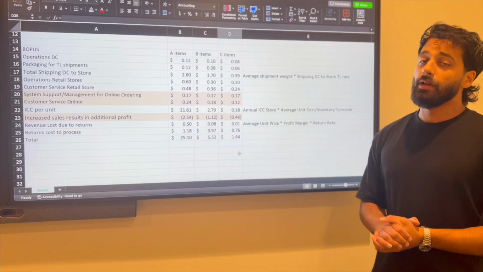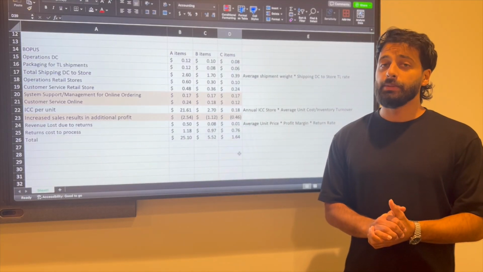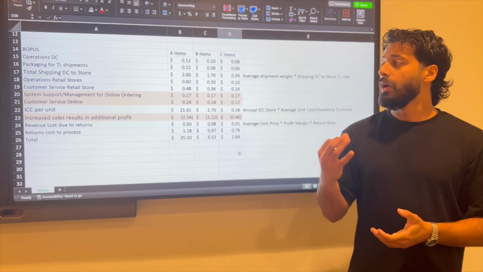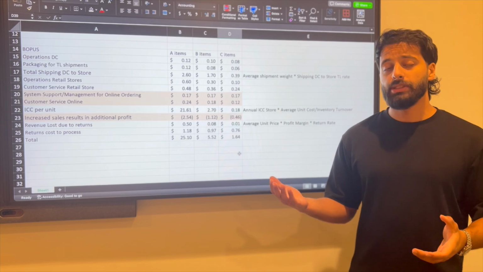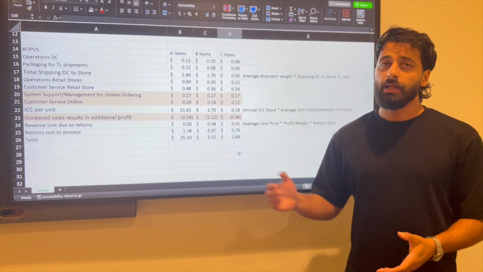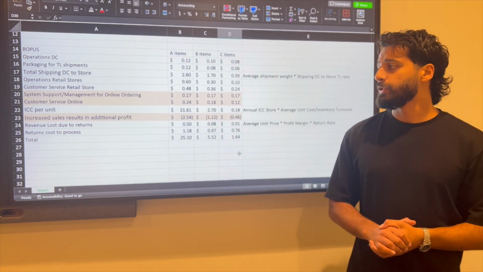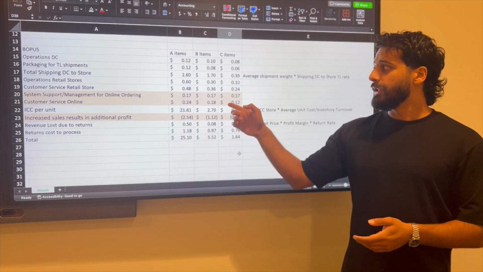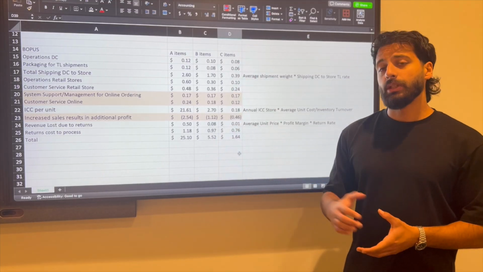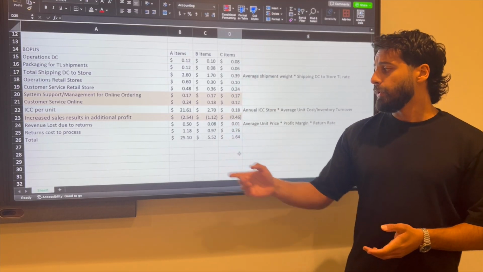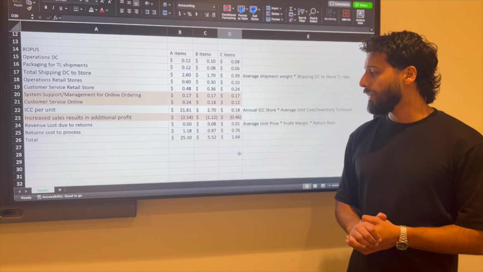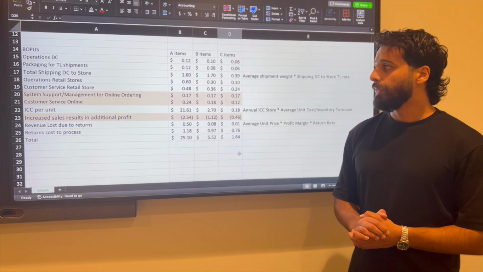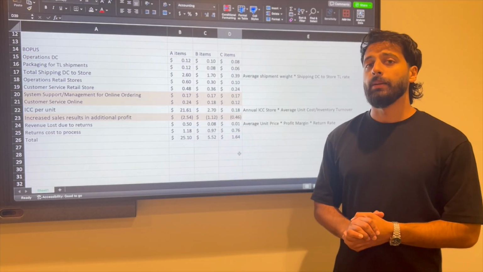So now on the topic of BOPIS, or buy online, pick up in store, all of the costs are going to remain constant except 3 additional, which are going to be system support / management for online ordering, customer service online, and then increased sales result in additional profit. So we're going to put these 3 into each of items A, B, and C and see what the cost comes out to. It's going to be $25.10 for item A, $5.52 for item B, and $1.64 for item C. So that's using buy online, pick up in store.